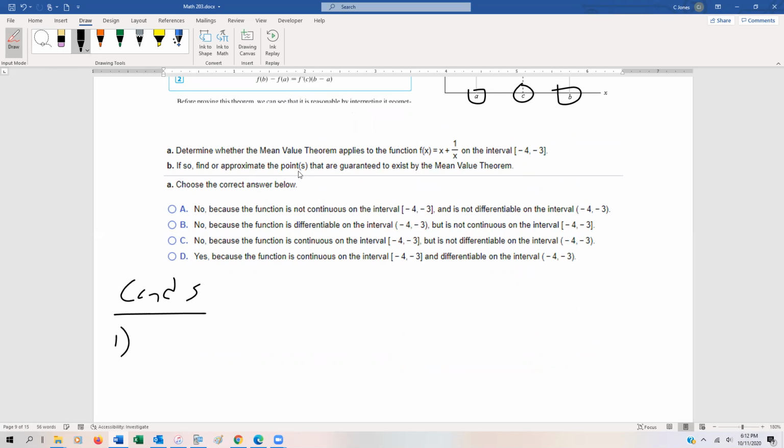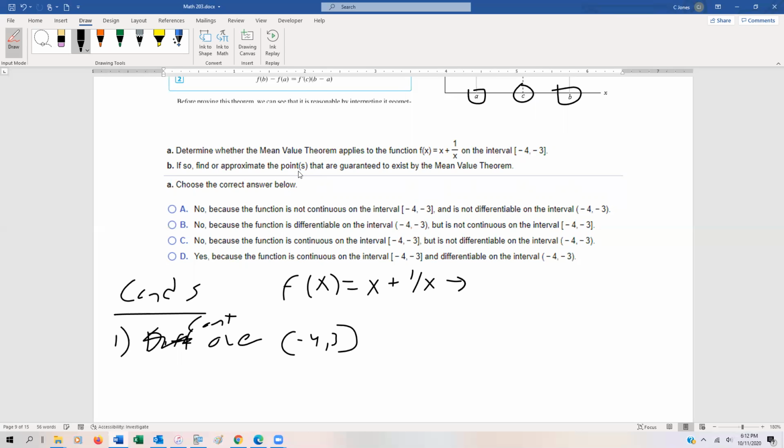First of all, is it differentiable? Oh, I'm sorry, is it continuous? So is it continuous over -4 to -3? Let's look at our function. Our original function is x plus 1 over x. What's the only value where this is not continuous?